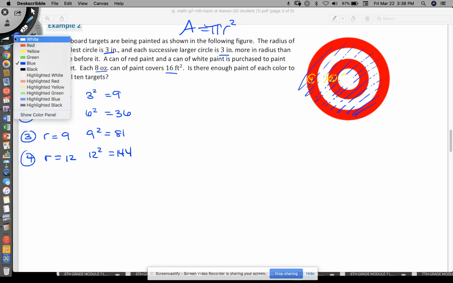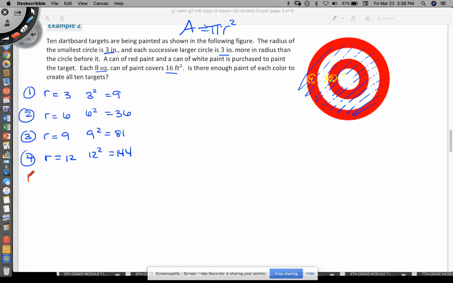So what that looks like with math, and I'm going to do this in red. This is the red paint: this is red, and that one's red, and the other two are white. I'm going to do 144 minus the white ring, plus 36 minus the white inner circle. And this will leave me with just what's red. So this comes out to 63 plus 27, which is 90.